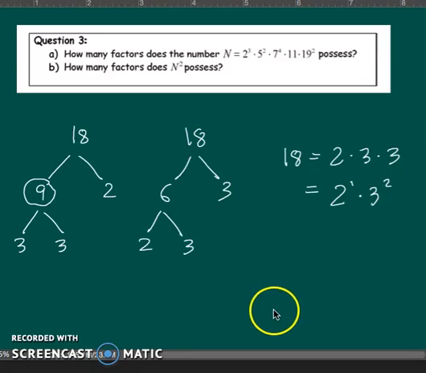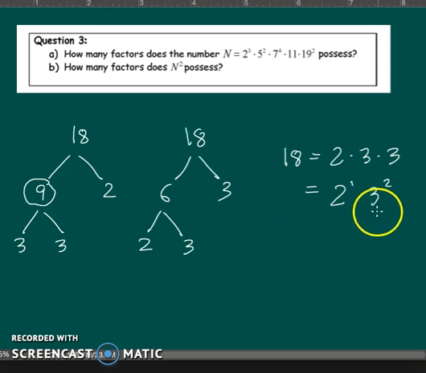Everyone. So in order to solve this question, I want to look at an example. I just randomly chose a number. I chose 18, and I did two factor trees to find out the prime factors of 18. And I found that they were 3, 3, and 2. So 18 is equal to 2 times 3 times 3, or we can also write it as 2 to the power of 1 times 3 to the power of 2.